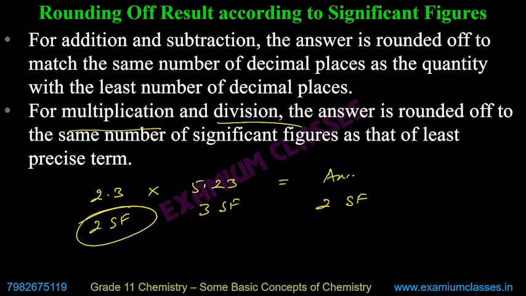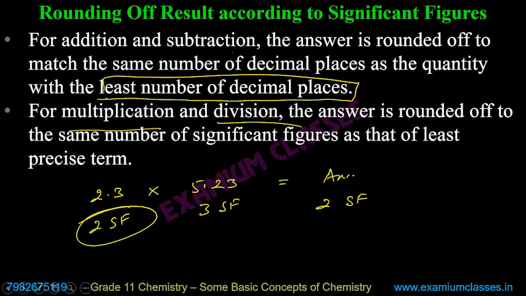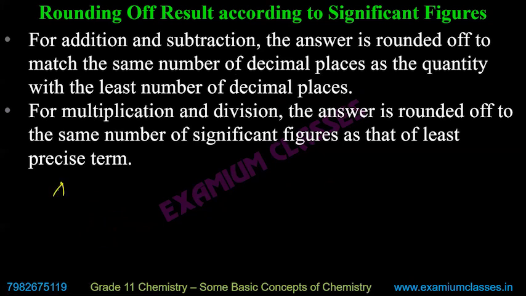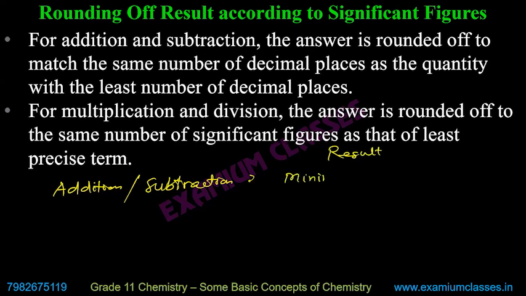You need to memorize this, okay? So the least number of decimal places for addition and subtraction, and the least number of significant figures for multiplication and division. Sir, can you please tell once again for addition and subtraction? For addition or subtraction, the result will have the minimum number of decimal places.